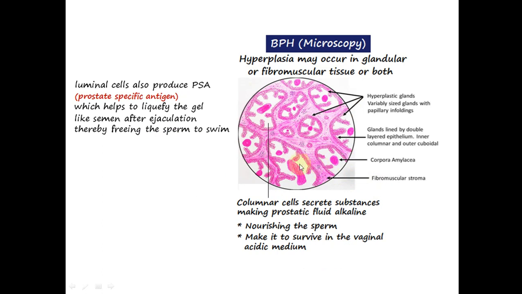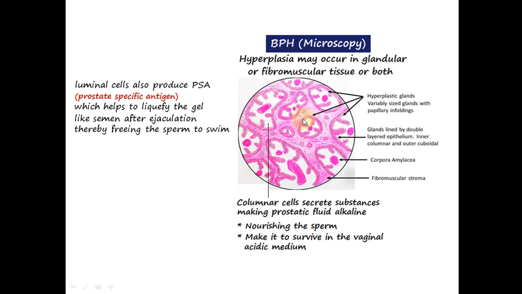When we examine the prostate under the microscope, we see that the prostate gland is surrounded by a fibromuscular capsule that contains fibrous tissue and smooth muscles. And septa from these fibromuscular capsules run into the inside of the prostate and divide the prostate into a large number of compound tubulo-alveolar glands, the follicles.